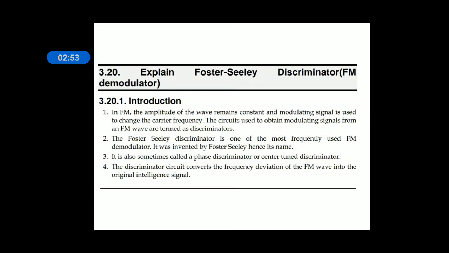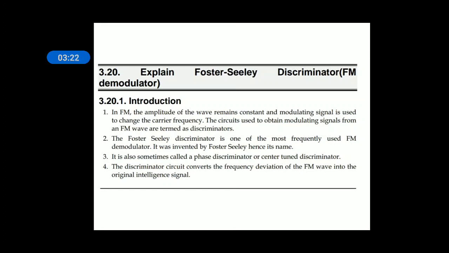Foster-Seeley discriminator is one of the most frequently used FM demodulator, and it was invented by a scientist called Foster-Seeley. It is also sometimes called a phase discriminator or center tuned discriminator. The reason is it identifies the phase changes and converts them into amplitudes, and it is tuned to a frequency called carrier frequency or center frequency, hence it is center tuned discriminator.